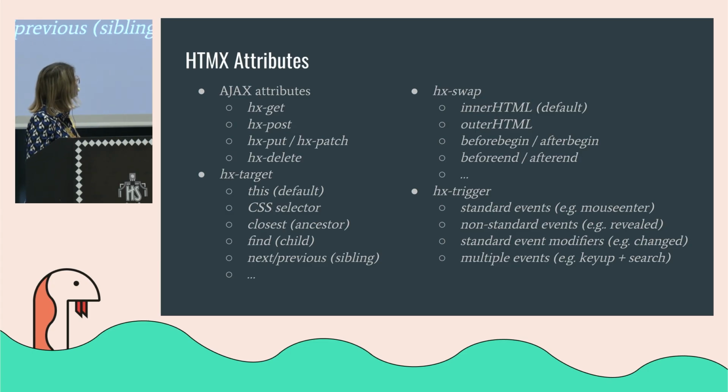The fourth important one is HX trigger. Since the request is automatically triggered by the element's natural event, so a button click, a form submit, you won't always use it. But you can change the default behavior, so instead of the button click, you could send the request when the mouse is scrolling to the button. Or you can even use some HTMX-specific non-standard events.